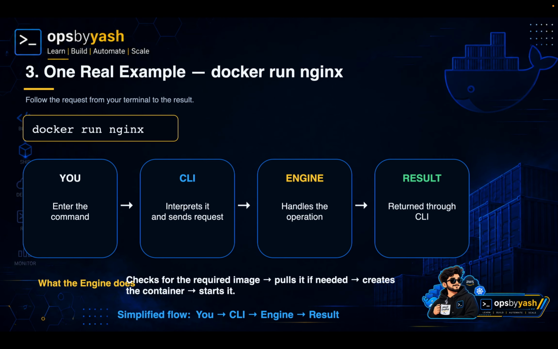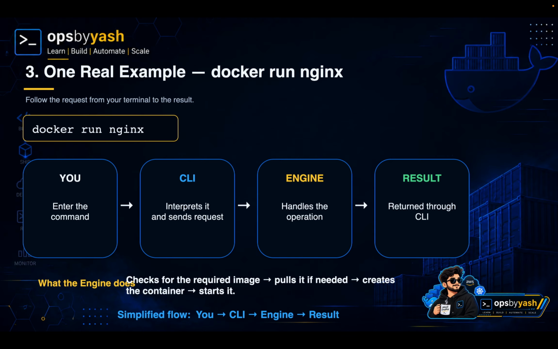Let's make this concrete. You run docker run nginx. First, the CLI receives your command. It sends the request to the Docker engine, and the engine then handles the operation. It checks for the required nginx image. If the image isn't available locally, Docker can pull it from a registry. Then the engine creates and starts the container from that image. The result is returned to you through the CLI. So the simplified flow is you, Docker CLI, Docker engine, and then result.